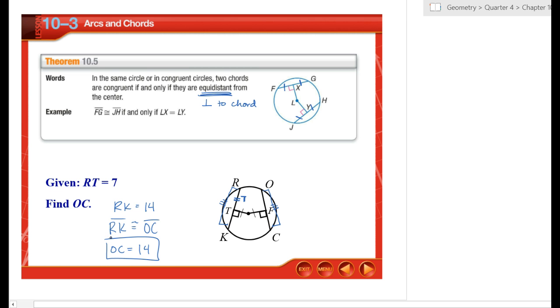Pretty straightforward. The thing about circles is they're not super difficult, but there are quite a few theorems to memorize. So I'm going to encourage you, again, to make note cards to do these theorems, or Quizlets, if that's what you prefer. So, moving on.